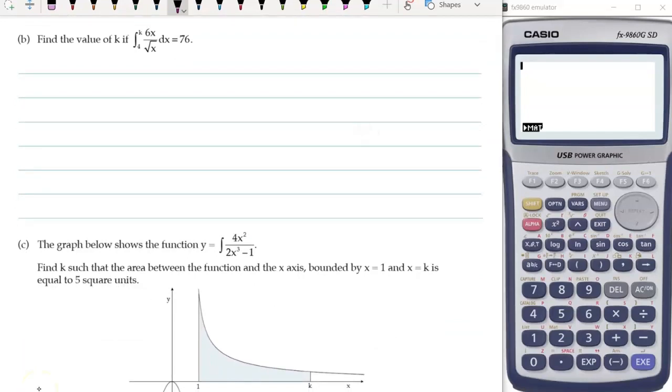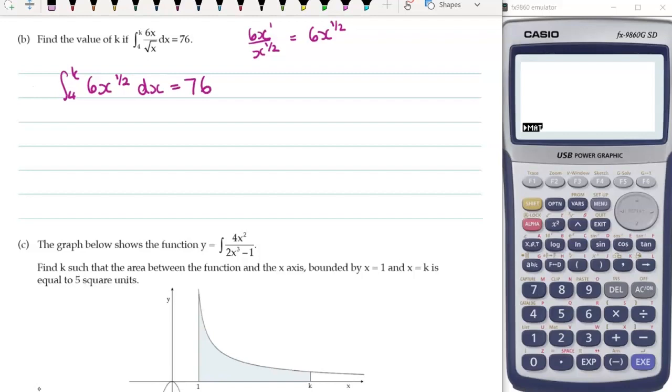Let's start by simplifying for part B. So 6x over x to the half. If we're dividing powers, we subtract them. So we've got a power of 1 at the top. 1 minus a half is a half. So this is 6x to the half. So the integral then becomes 4 to k of 6x to the half, and it will be equal to 76.